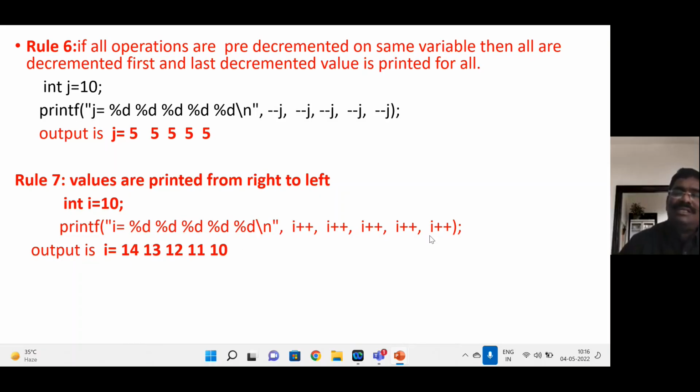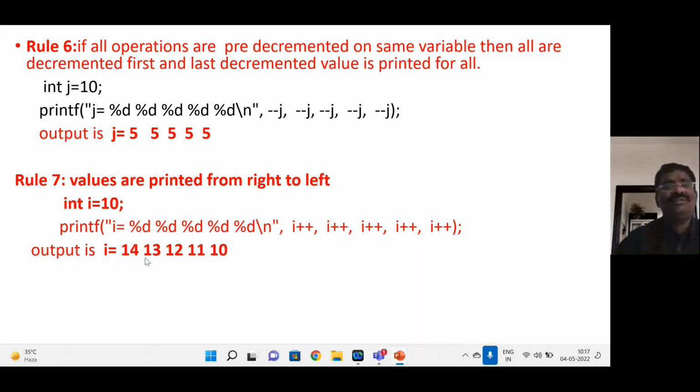Suppose we go from right to left. First this value is printed: i++, that means first the i value 10 is printed. After that i is incremented. Next it comes to this place, but here i is 11. 11 is printed, after that i is incremented by 1. And next here is 12, 12 is printed and incremented by 1. Next to that is 13 and 14. So like this: 10, 11, 12, 13, 14.